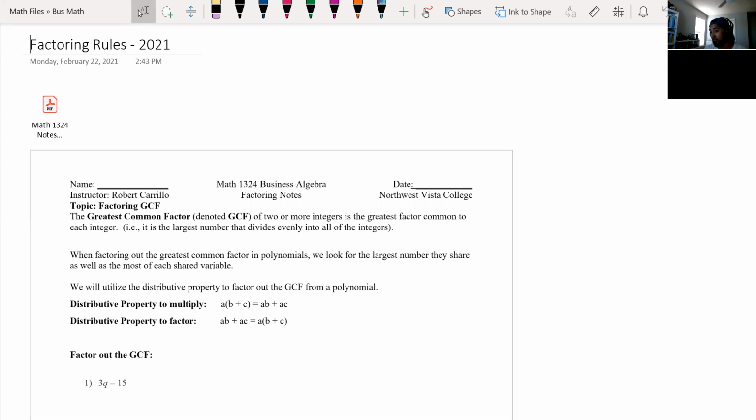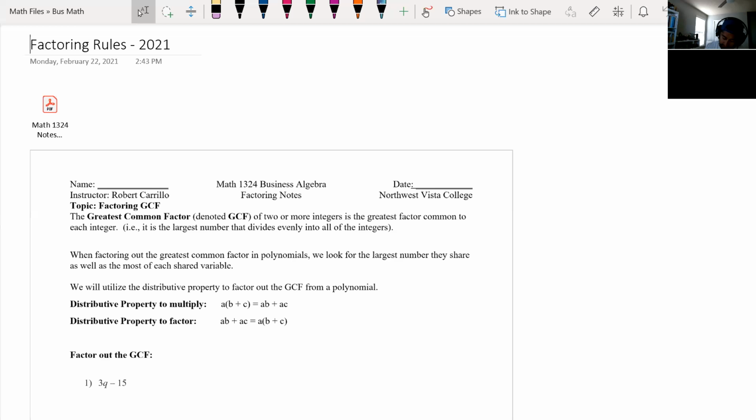So the definition of a greatest common factor is the greatest factor common to each integer or each term. So it is the largest number that divides evenly into all the integers or terms that we are given. When factoring out the greatest common factor in polynomials, we look for the largest number they share as well as the most of each shared variable. So basically, we're looking for common terms.